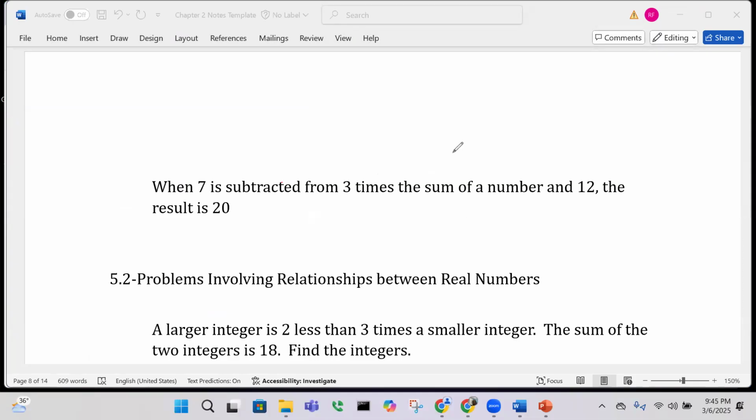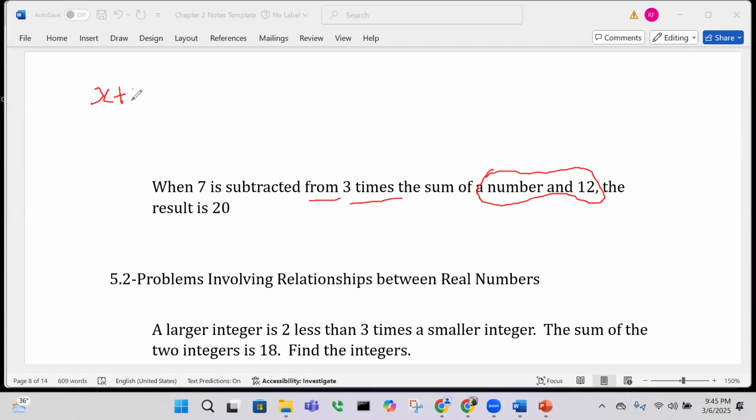So let's break this down. It's a nested problem. Something is being subtracted from something. Remember, that's a trick question again. They put 7 in the front because it won't mess you up. 7 is taken away from them. So we've got to get what's taken away from what? Taken away from 3 times the sum. The sum of what? The sum of a number and 12. That's the first thing. The sum of a number and 12 is x plus 12.